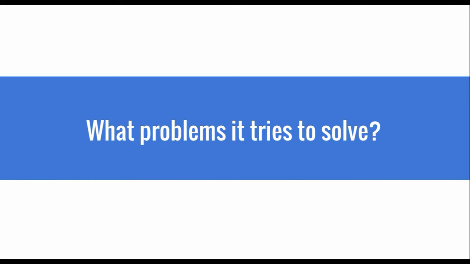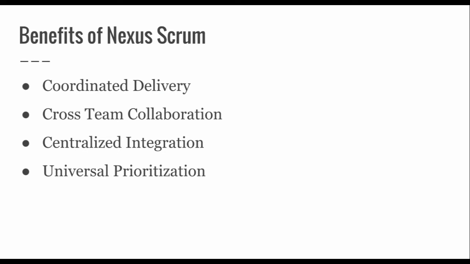So what problems does it try to solve? The first benefit of Nexus Scrum is the coordinated delivery. So it makes sure that there is a system which is making sure that the participating Scrum teams' deliveries are coordinated on a single scale. The second one is cross-team collaboration. The collaboration can improve between the dependent teams who are otherwise isolated or independent.